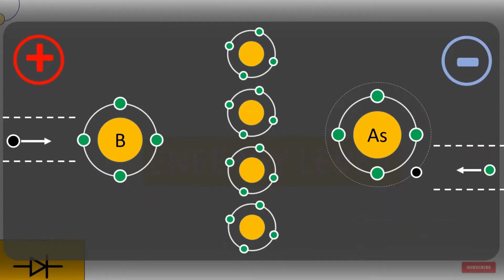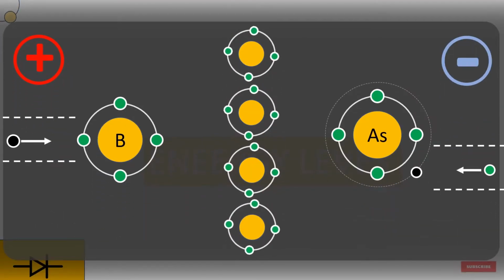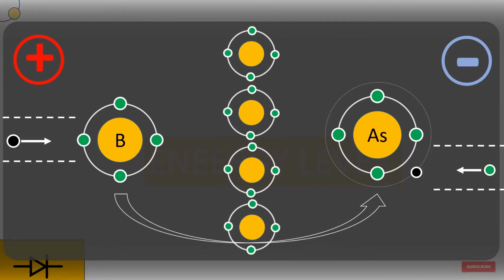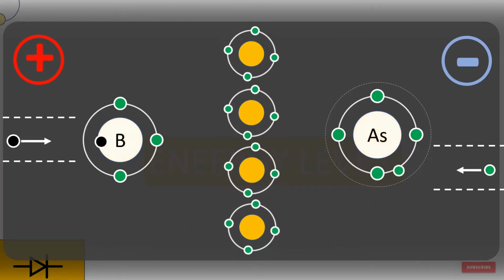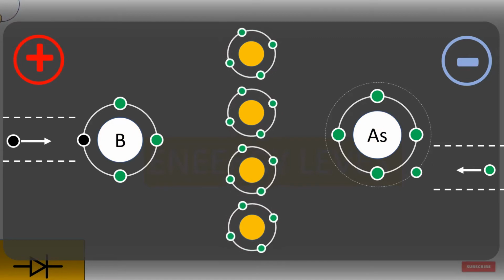Now let us connect the cathode or positive terminal to the p-type and the negative terminal to the n-type. The voltage difference will move the electrons which migrated from arsenic back to the arsenic itself. Thus the depletion region reduces and the conductivity increases.